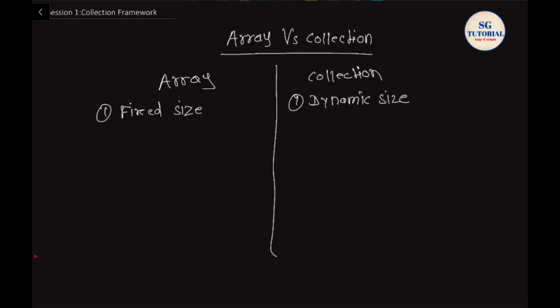And another point is inserting elements into an array is difficult. That means difficult insertion, because arrays do not provide built-in methods to insert an element. If you want to insert an element in the middle, you have to manually shift the remaining elements, which makes insertion difficult and time consuming, whereas inserting elements into a collection is easier.